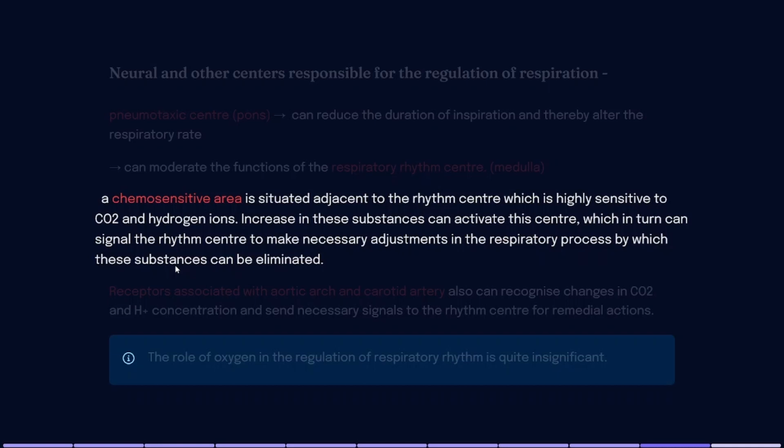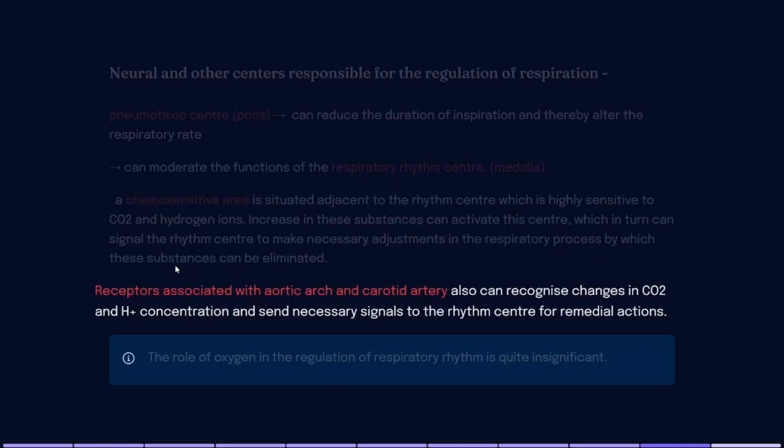Also, the pneumotaxic center can moderate the function through the respiratory rhythm center. And what does the pneumotaxic center basically do? It reduces the duration of inspiration. Now, there are certain receptors present outside the brain, in the aortic and carotid artery. These can also identify CO2 and H positive concentration and send the necessary signal to the rhythm center for remedial action. So in this whole paragraph in NCERT, you must have observed two things.